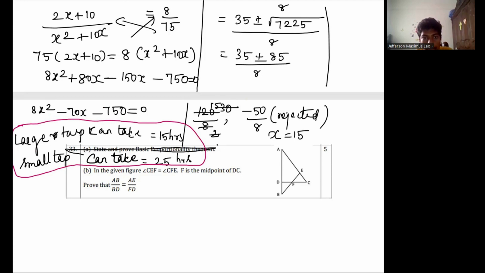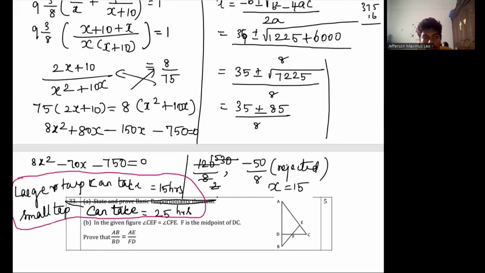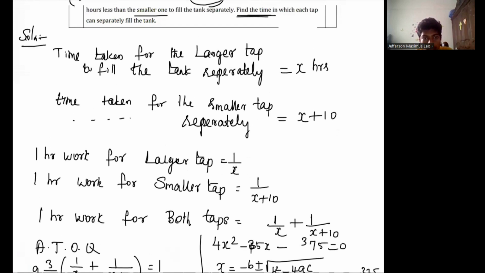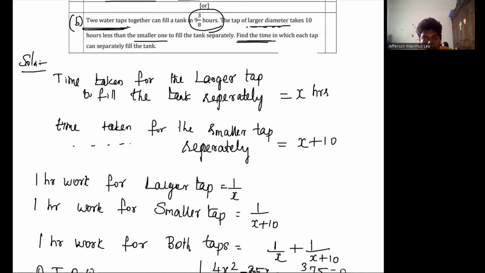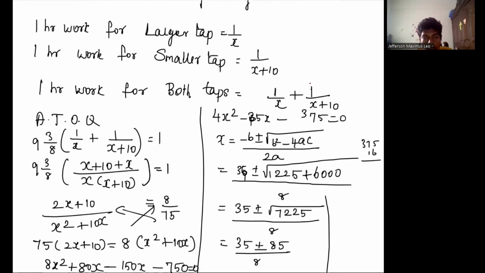So, shall we recap this sum once? Okay, ma'am. Time taken for the larger tap to fill the tank separately is x hours. The smaller one takes x plus 10 hours. This question is related to time and work. Therefore, 1 hour work for the smaller one, 1 hour work for the larger one, and 1 hour work for both, so just add up both. According to our question, the whole work will be done in 9 3 by 8 hours, so the sum of both is equal to 1.